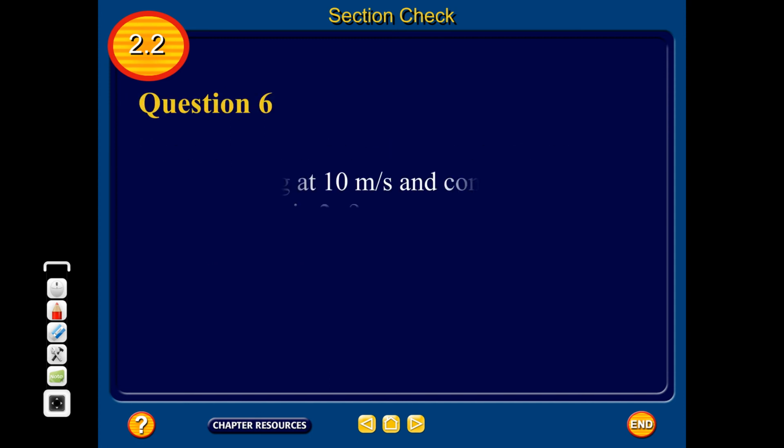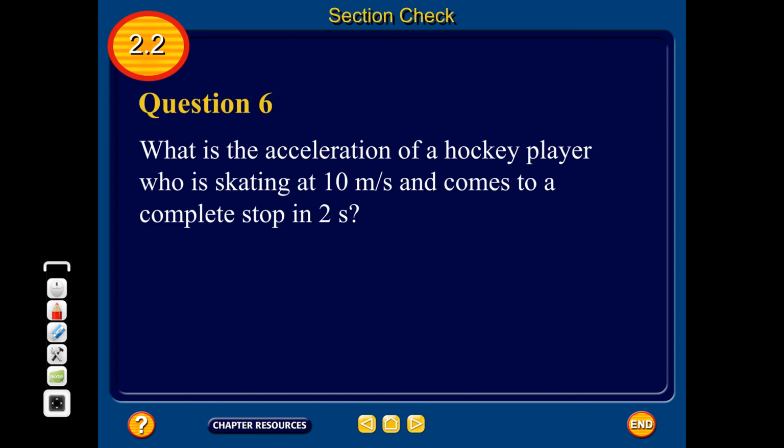All right. One more. What is the acceleration of a hockey player who's skating at 10 meters per second and comes to a complete stop in 2 seconds? All right, so acceleration, even though it'll be on the next page, let's just write this out. Vf minus Vi over t. We're solving for A. Skating at 10 meters per second, there's my initial velocity. Comes to a complete stop, that means my final velocity is equal to 0, in 2 seconds, t.